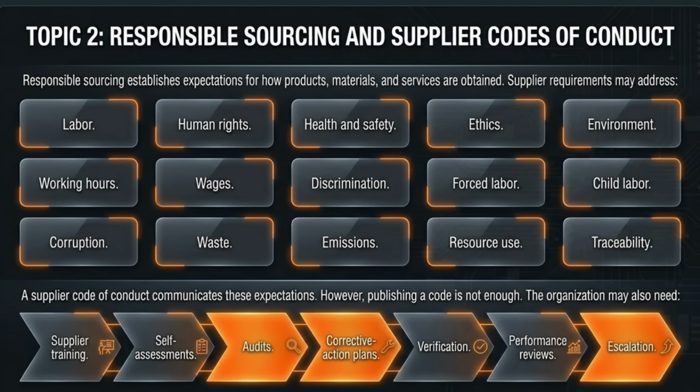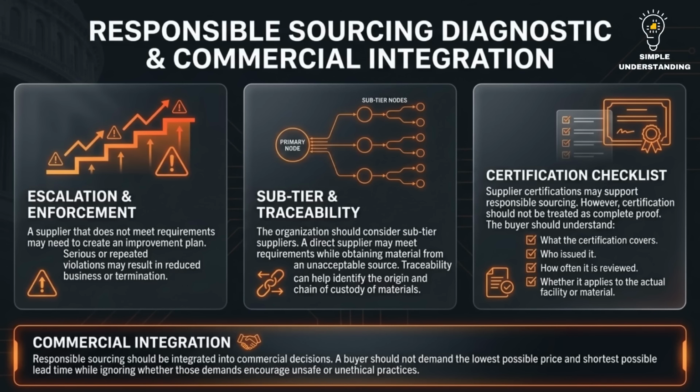However, publishing a code is not enough. The organization may also need supplier training, self-assessments, audits, corrective action plans, verification, performance reviews, escalation. A supplier that does not meet requirements may need to create an improvement plan. Serious or repeated violations may result in reduced business or termination.